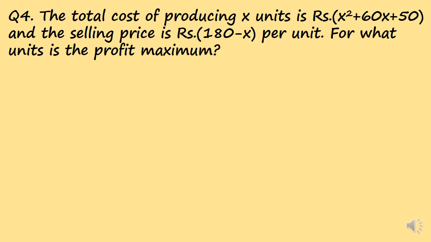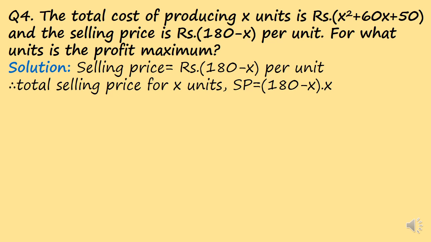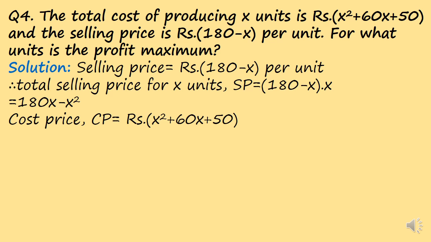Okay, so here what is given to us? The total cost price is given to us. The selling price for 1 unit is given to us. We have to find out the value of x such that the profit is maximum. So selling price is 180 minus x per unit. Therefore the total selling price becomes SP equal to 180 minus x into x, that is 180x minus x square. The cost price is anyway given to us, so this is the direct equation over here.